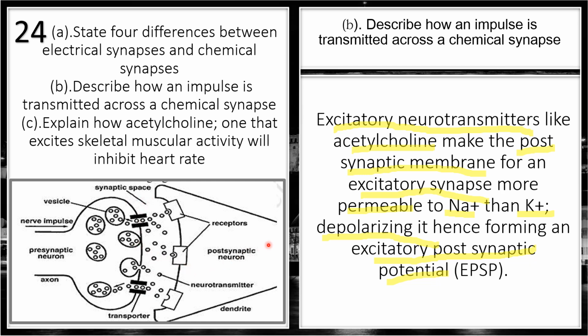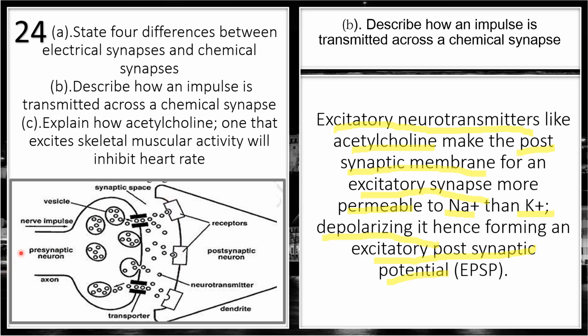And this side, we have a dendrite. And this side is what we call the postsynaptic neuron. So here, this membrane here is what we call the presynaptic membrane. And this one, this membrane, is what we call the postsynaptic membrane.